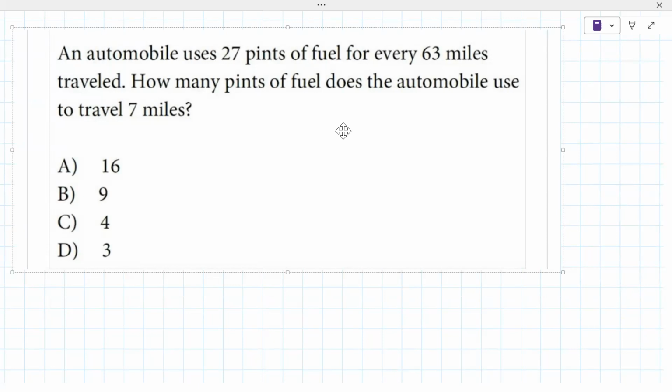An automobile uses 27 pints of fuel for every 63 miles traveled. How many pints of fuel does the automobile use to travel 7 miles?